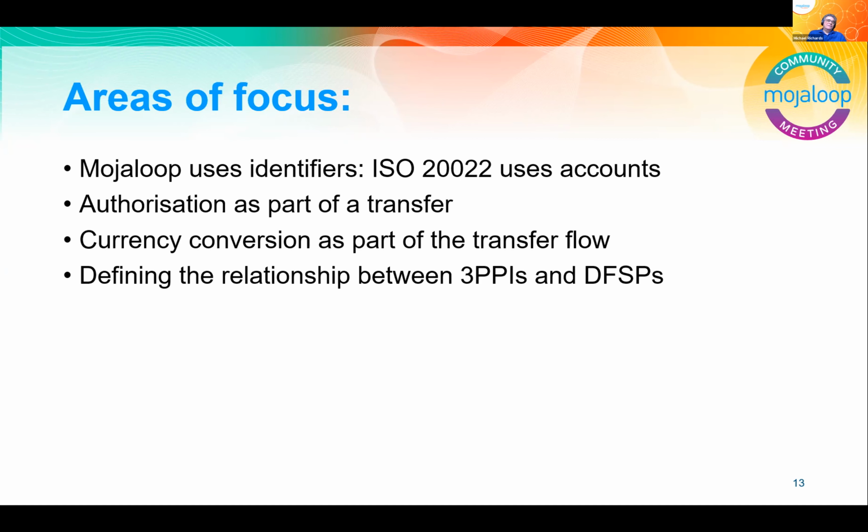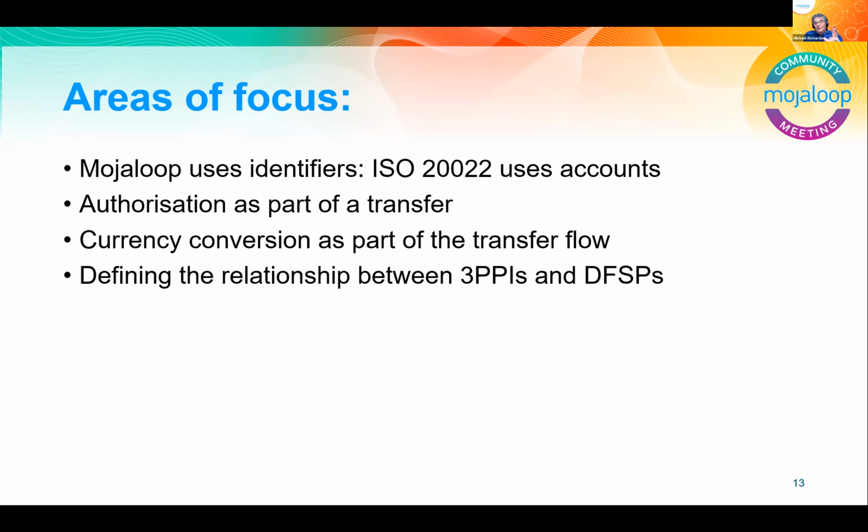So there's a fundamental difference here, and we will need to implement our version of modular loop with ISO 20022 in a way that makes it simple for users to understand how to do modular loop type things in it. I've already talked about authorization as part of a transfer, but there isn't currently an ISO 20022 message to handle authorization as part of a transfer. There is nothing at present for currency conversion, which I'll be talking about a bit later.